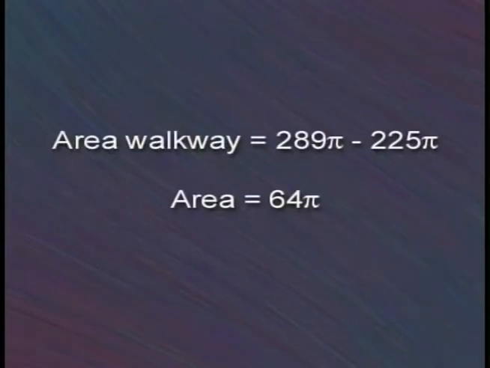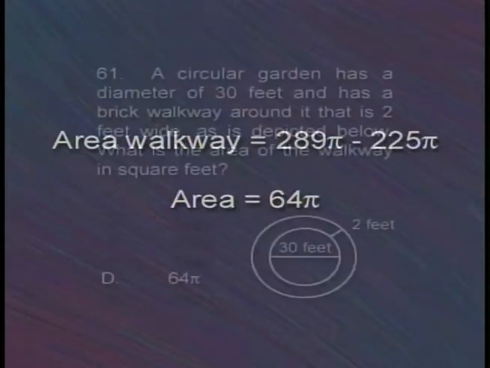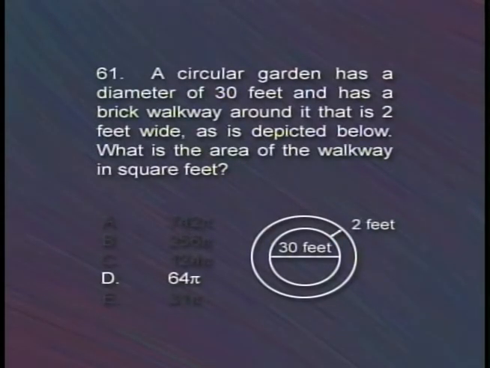Subtract to find the area of the walkway. 289 pi minus 225 pi equals 64 pi. The correct answer is D.